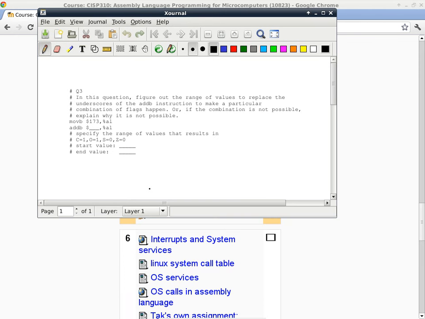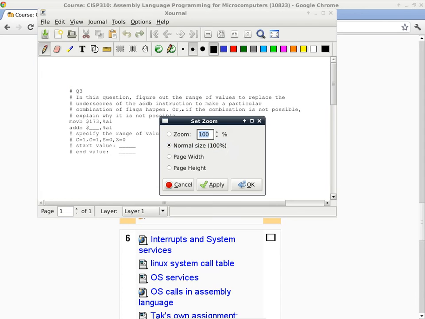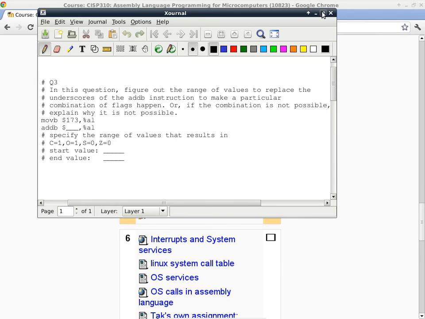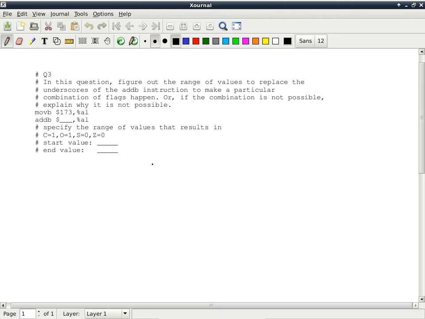This is question number 3. Question number 3 is basically a flag question, but only related to add in this case. The question is very short. I give you 2 instructions: move B 173 to AL, add B some unknown value to AL, and I want the end result to have the carry flag being a 1, the overflow flag being a 1, the sign flag being a 0, and the Z flag being a 0.